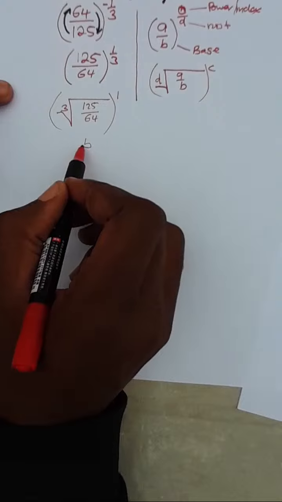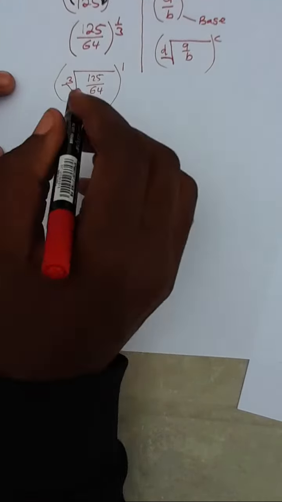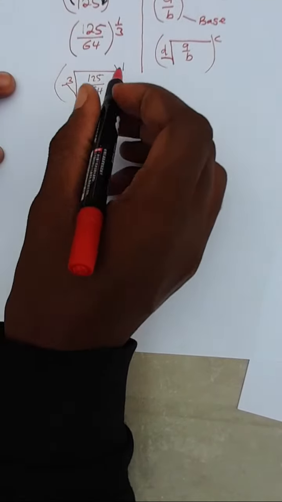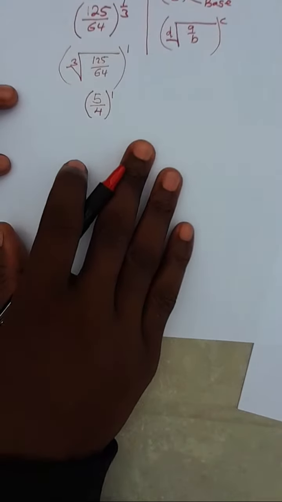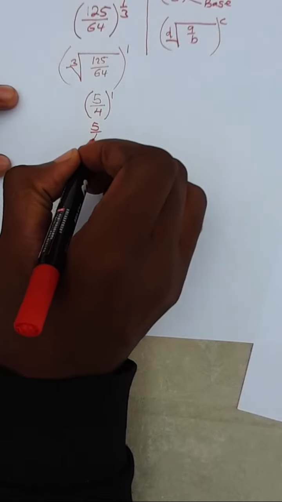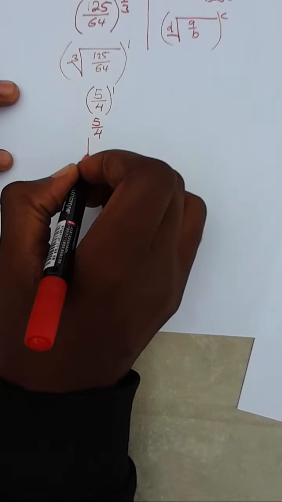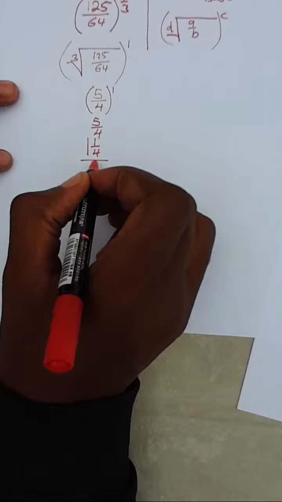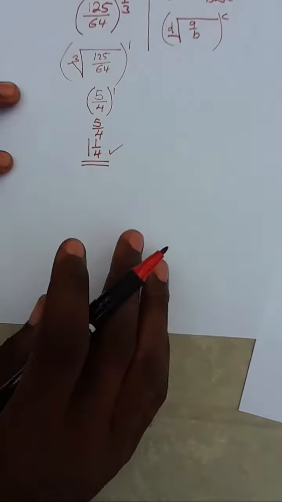So the cube root of 125 is 5 over the cube root of 64, which is 4. Then everything is being raised to the power 1. And anything raised to the power 1 is just that number itself. So 5 over 4. 4 can go into 5 1 time, remainder 1 over 4. So this is the answer.